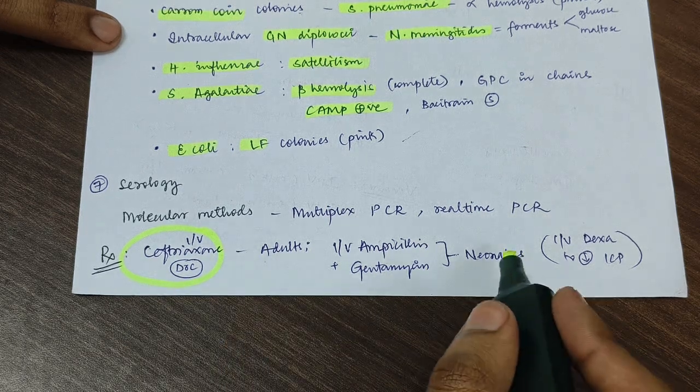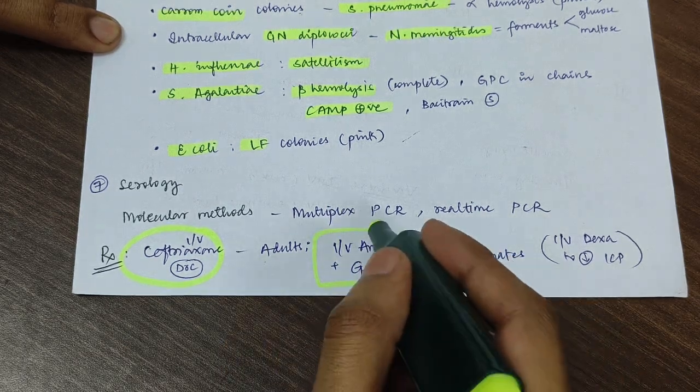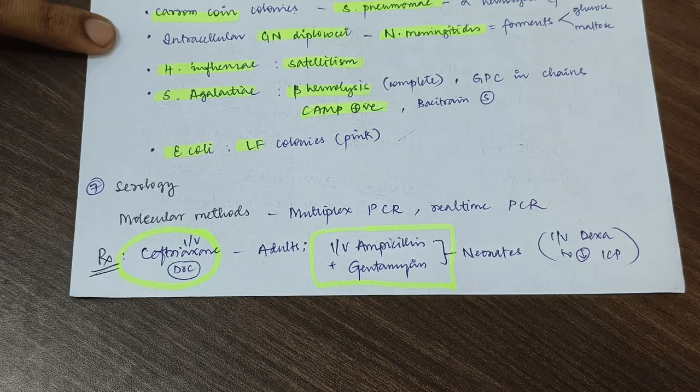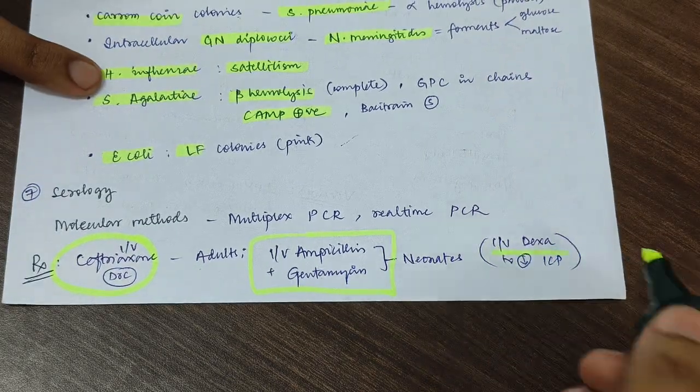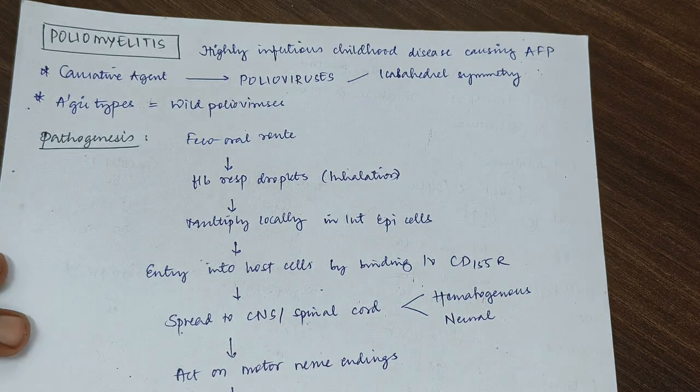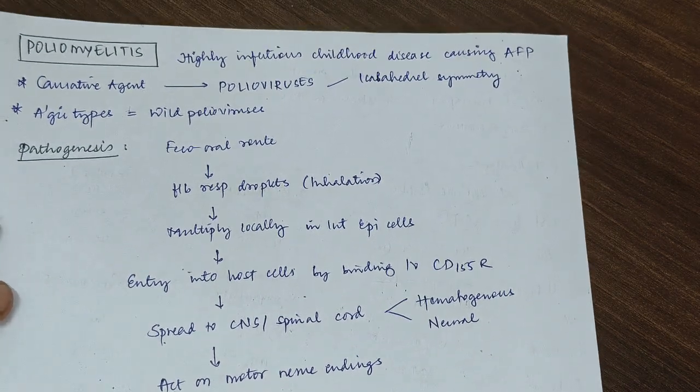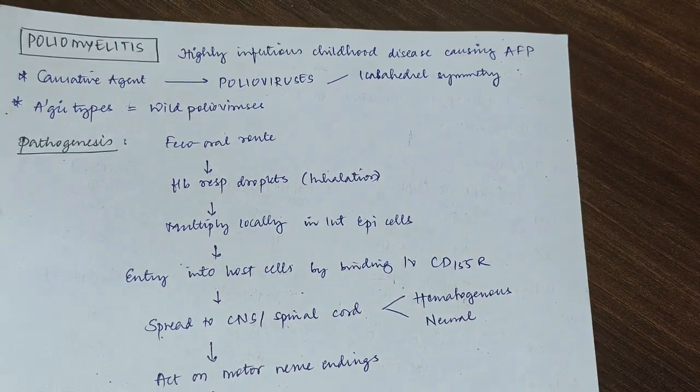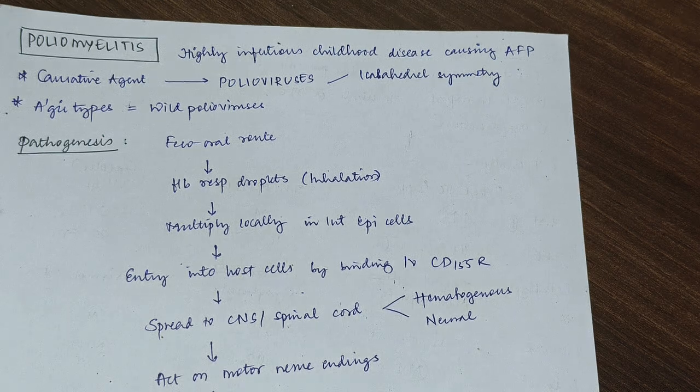For adults. For neonates, it is IV ampicillin plus gentamicin. You can also give IV dexamethasone to decrease the intracranial pressure. Next, coming to poliomyelitis. I have entered CNS, I didn't tell it in between. So from the meningitis, the CNS has started. So now it is poliomyelitis.